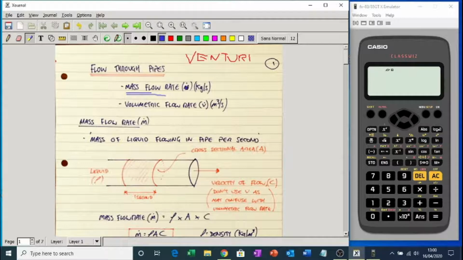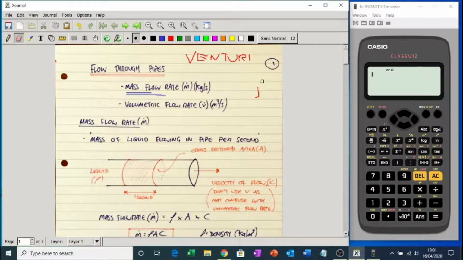Now it's m dot or m dash. Don't confuse it with mass. That's why they put a little dot on it. It's mass flow rate, kilograms per second. So it's how much mass per second. For example, you could have 5 kilograms per second, which means there's 5 kilograms of water, oil coming through per second. So mass flow rate. So fairly simple to explain.